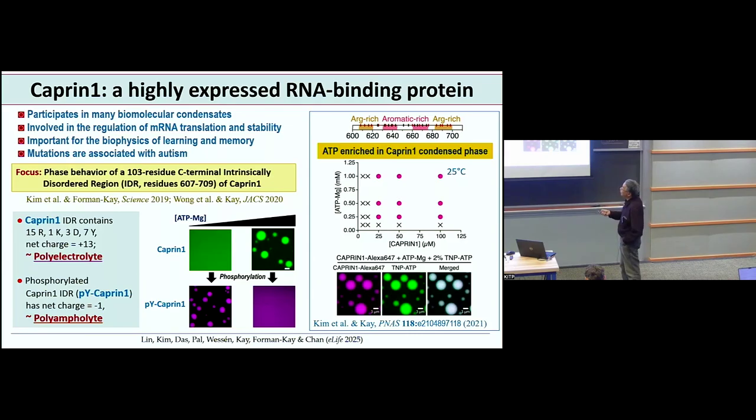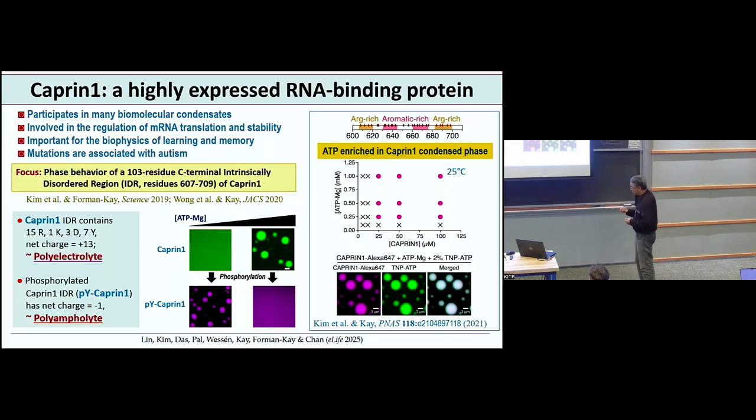They are very different because Caprin-1 is strongly charged with a net charge of plus 13, so it's a polyelectrolyte. And the phosphorylated pY-Caprin-1, if all 7 tyrosines are phosphorylated, has a net charge of -1. There is some difference in the distribution of phosphorylation, but basically it's more or less neutral, so it's a polyampholyte. So the RG-RPA theory should be very well suited to this because we can deal with polyelectrolytes and polyampholytes at the same time.